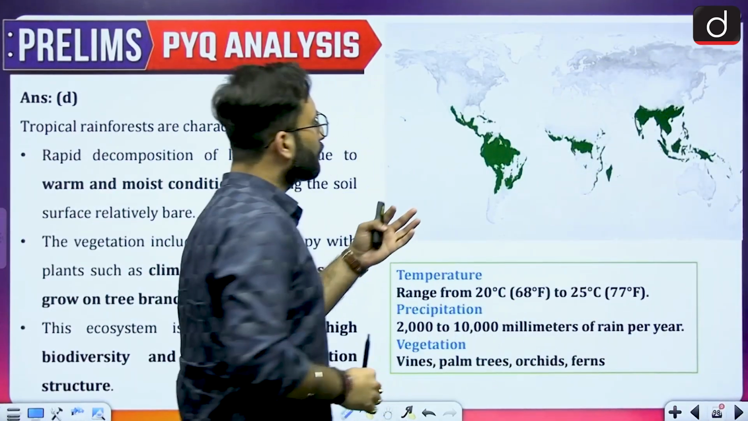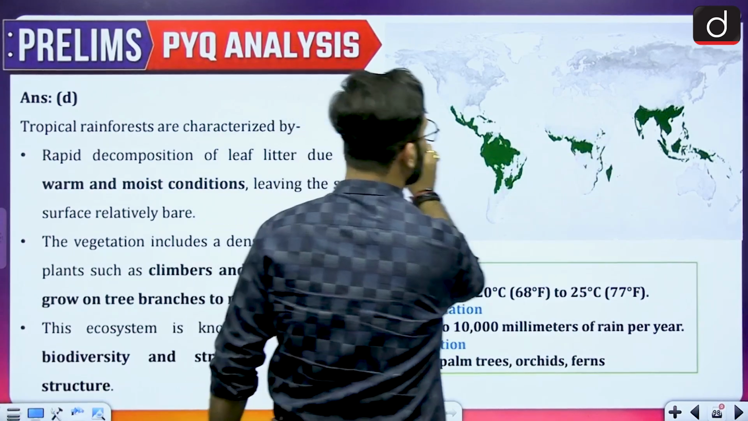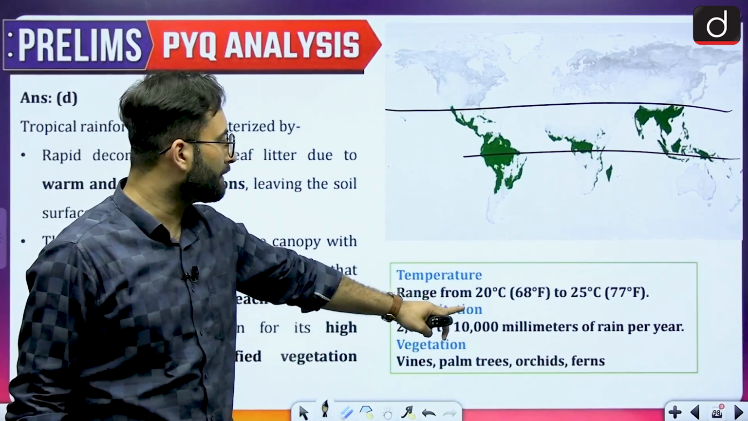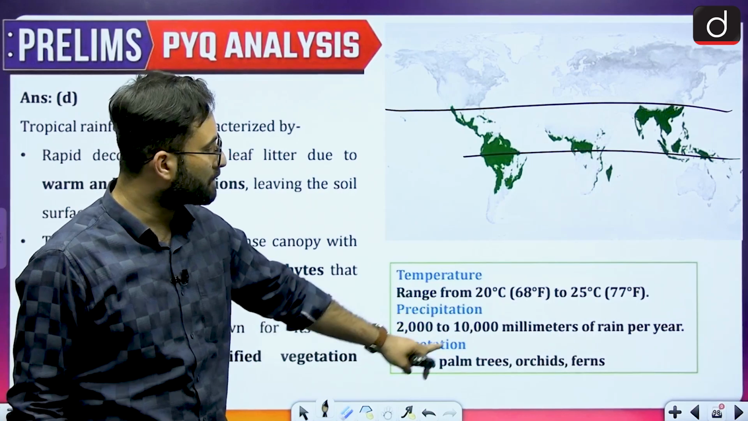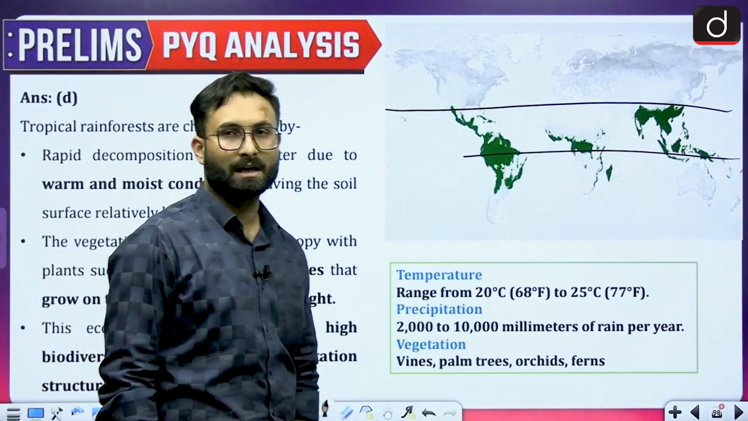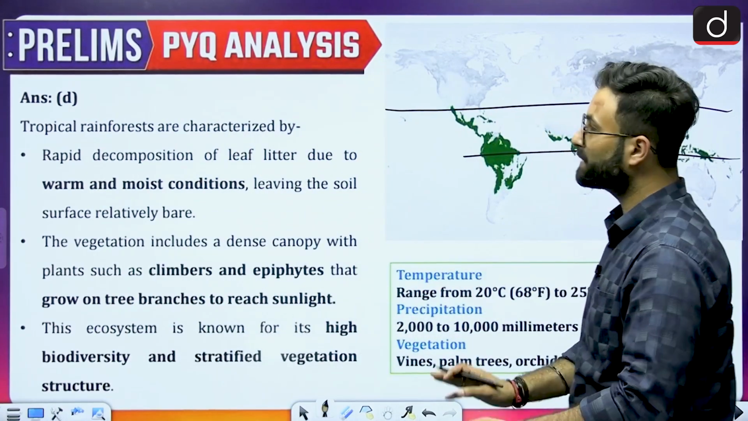And other than that, when we talk about the areas, these are the areas of the tropical rainforest, because they are in the tropical region. Temperature requirement ranges from 20 degrees Celsius to 25 degrees Celsius. Precipitation is 2000 to 10,000 millimeters, and vegetation is vines, palm trees, etc., which are quite important when we are talking about the tropical rainforest. Okay, so that is about the discussion.